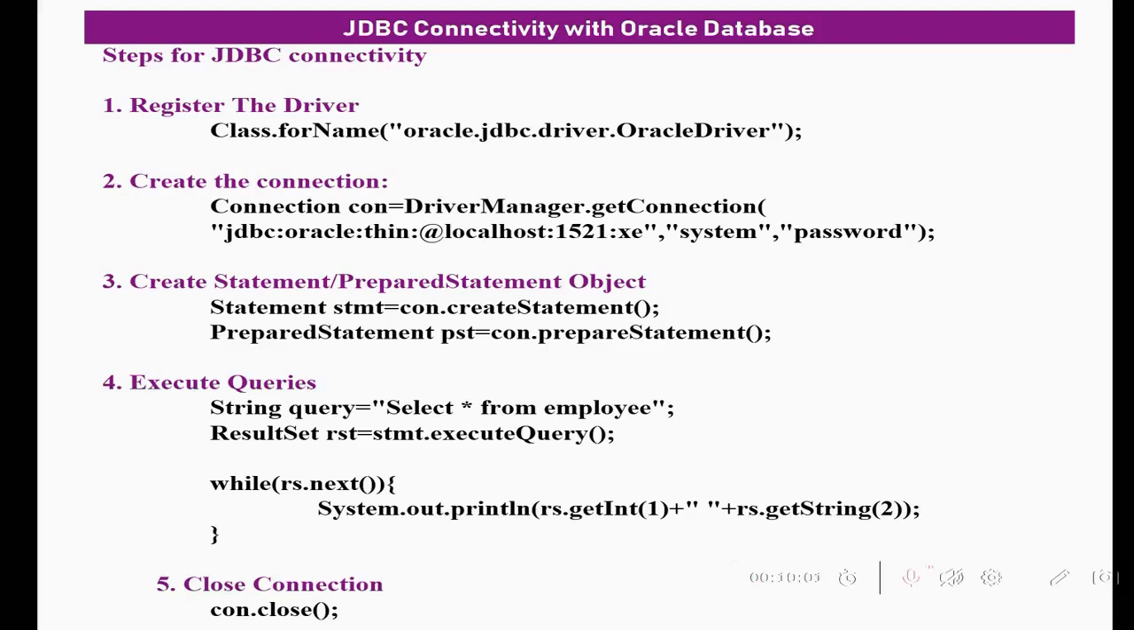Oracle driver. Now the second step is to create the connection object. How will we create the connection object? Connection con equal to DriverManager, the class we learned that has the getConnection method. Here we will pass the URL, the username and password. This will generate the connection object with the database.